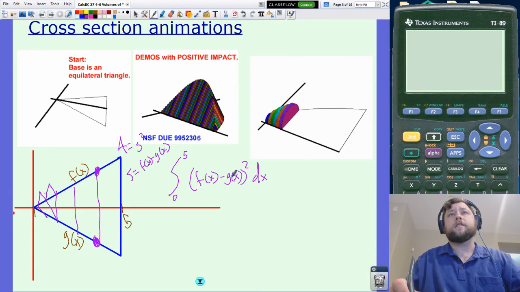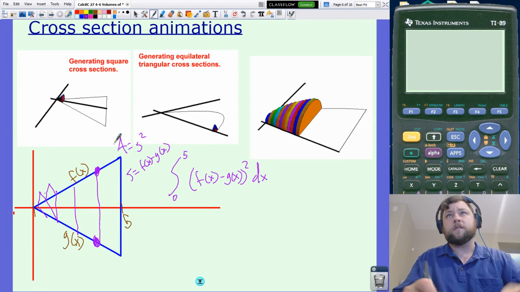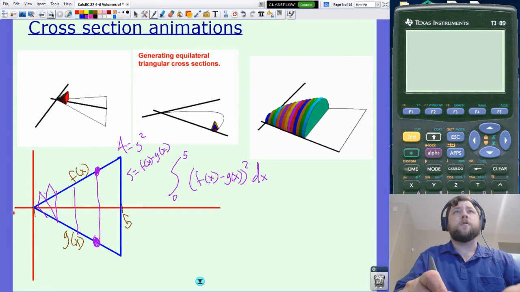And that's because we're doing squares. Now, if I did semicircles, I'd have to do a different formula. All right? So we can talk about more of that in class.